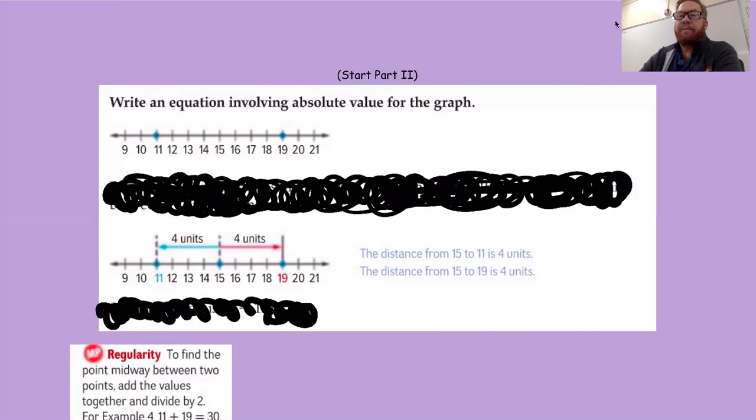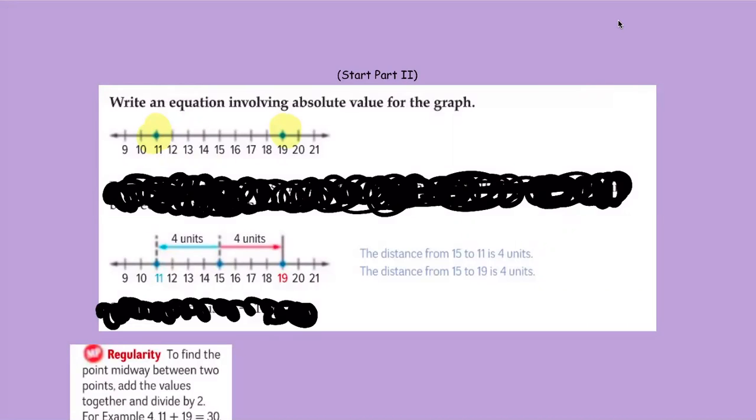I'm gonna make this go away. All right, so it says write an equation involving absolute value for the graph, and I kind of blocked some stuff out because I don't want to spoil it for you. So what they're saying is you've got 2 points on here, this point and this point, and those are your two answers to your absolute value equation.